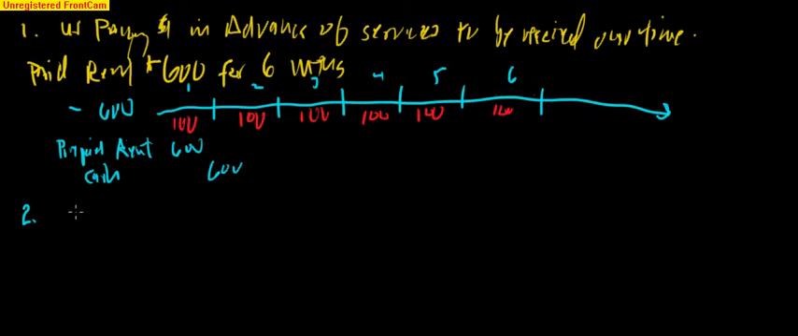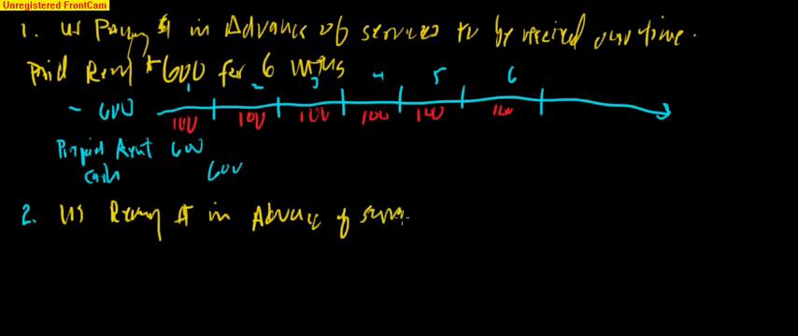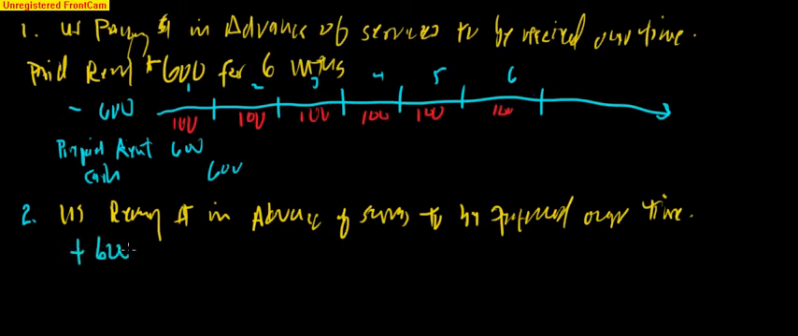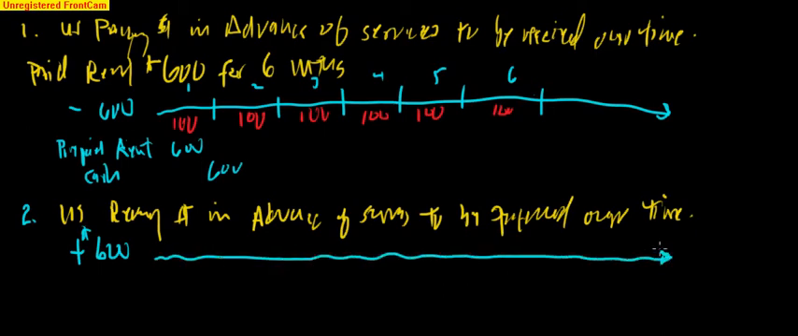Instead of us paying money in advance, what about if it's us receiving money in advance of services to be performed over time? Well, I'm going to take the same exact example, but I'm going to look at it from the perspective of us being the landlord now. We receive the $600 instead of we pay the $600. So what's the diagram going to look like? We're going to have plus $600. We receive it. And we haven't earned it until 6 months have passed.